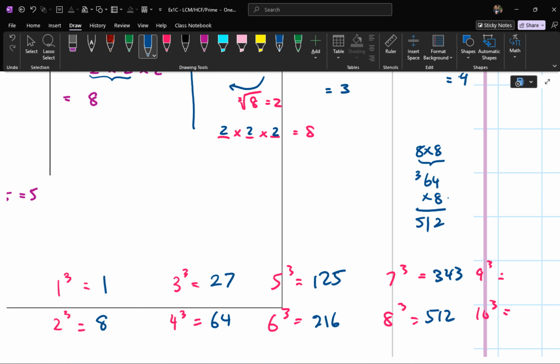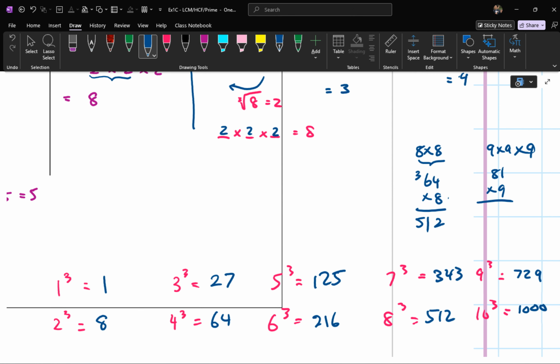512. Going to 9 cubed now. 9 cubed is 9 times 9 times 9. So that's 81 times 9. This should be a bit easier. 729. Very good. 729. And last one's the easiest. Very good. Write that in.